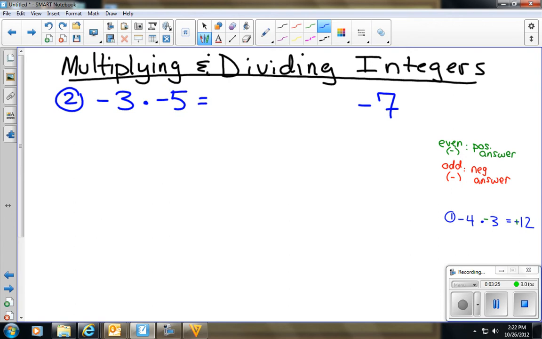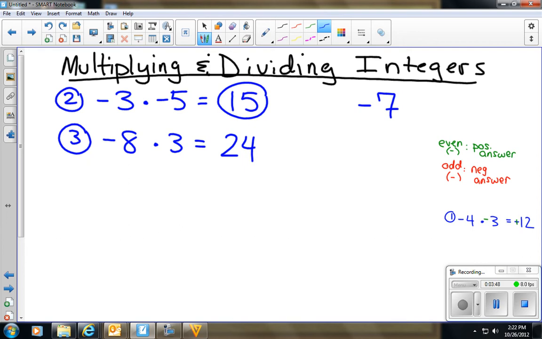Again, you're going to have 3 times 5 is 15. There's two negatives, 1, 2, two negatives, so it's going to be a positive 15. Whereas if you have negative 8 times positive 3, well, 8 times 3 is 24. I have one negative sign, and since 1 is an odd amount, it's going to be negative. Therefore, it is negative 24.